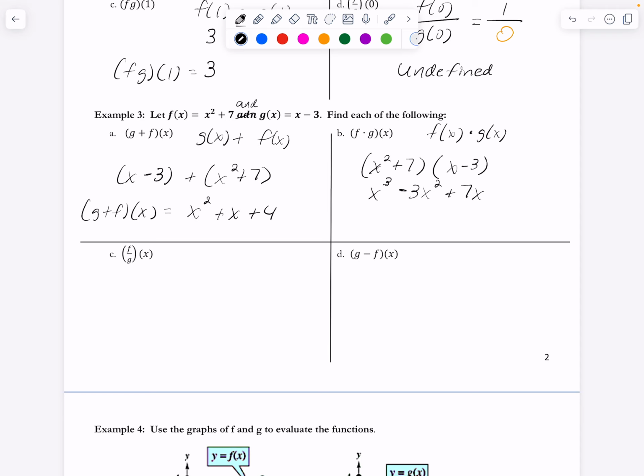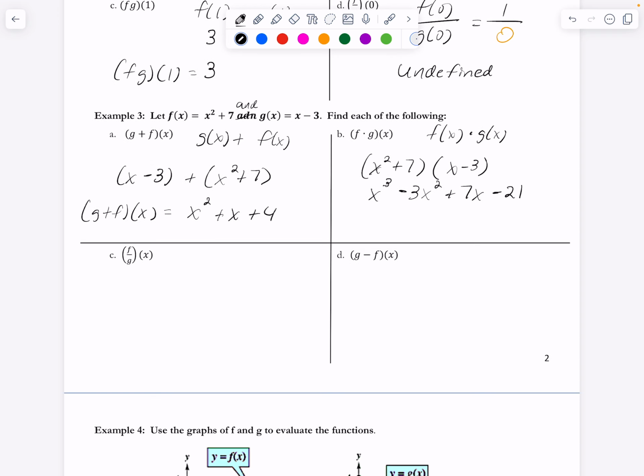Multiply those, you get 7x. And the last terms are the constants, 7 and negative 3. Multiply, you get negative 21. We do not have any like terms, so this is actually going to be our answer.